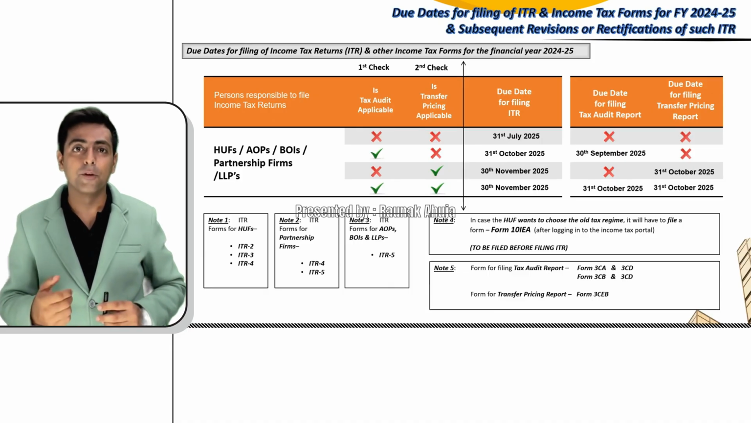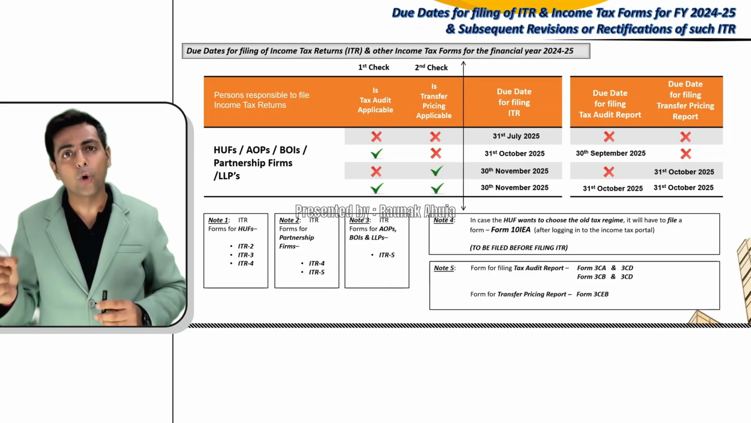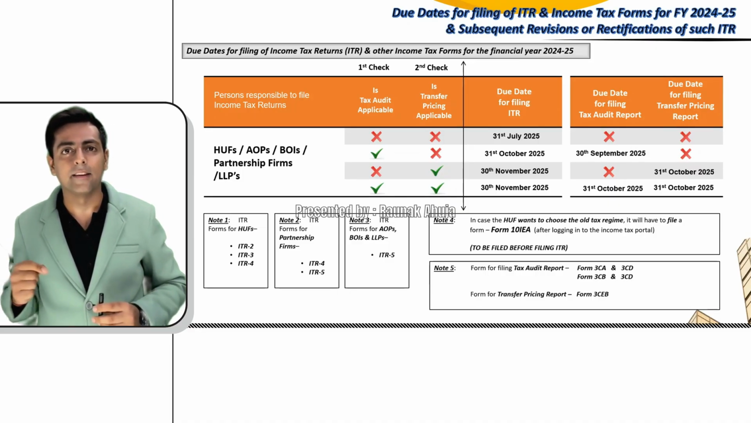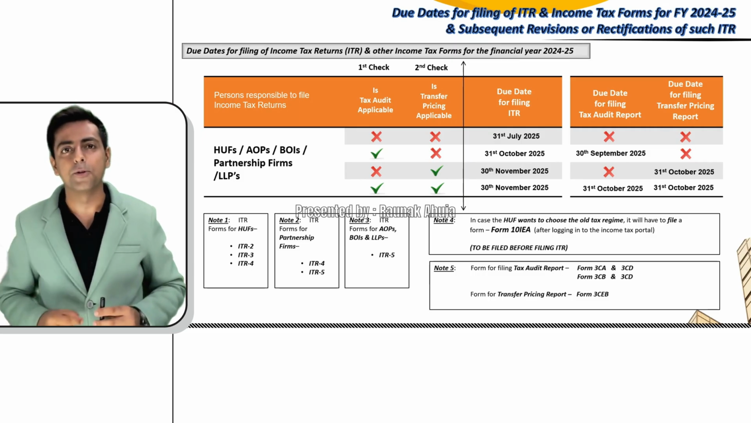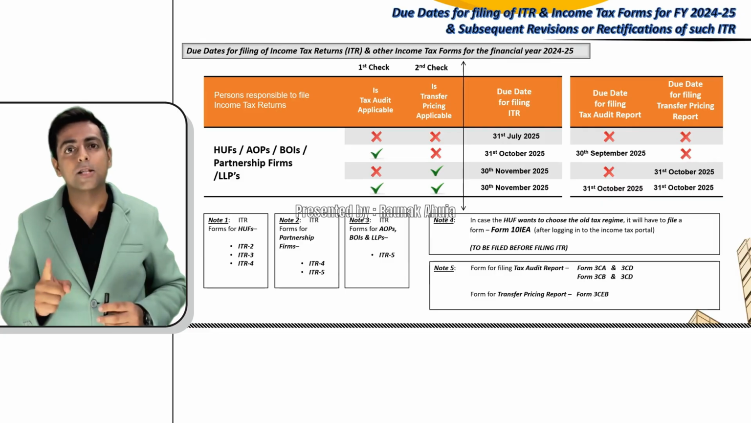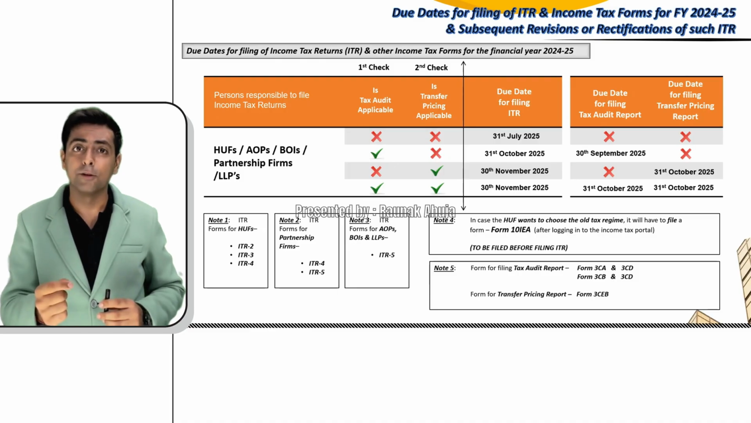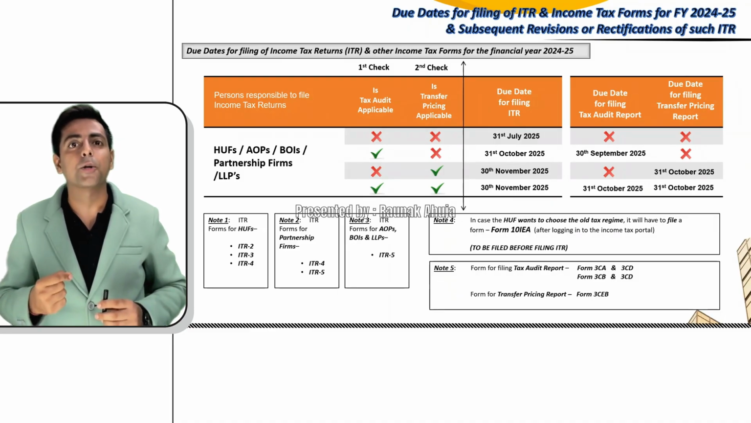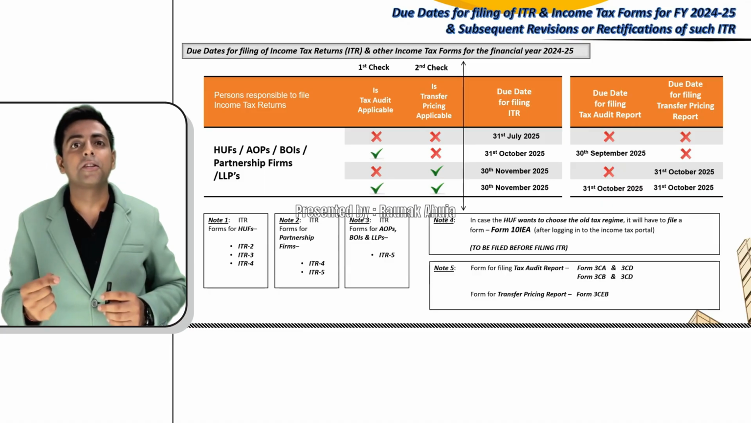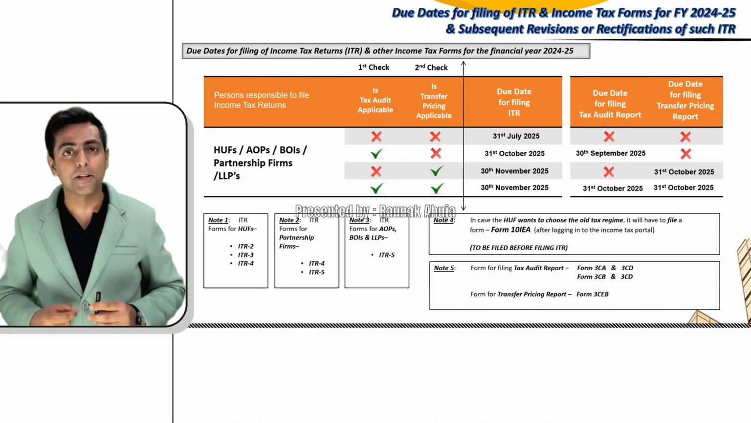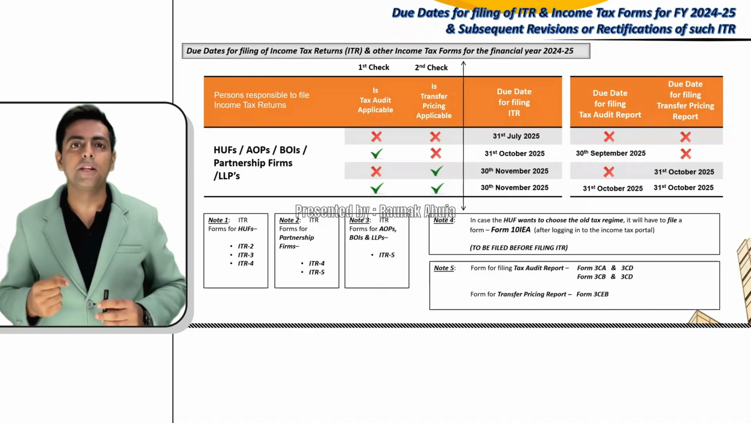Moving on, where in case the HUF wants to opt for the old tax regime, it will have to file Form 10IEA, just as in case of individuals. Here again, this has to be filed before the filing of ITR. Furthermore, where in case tax audit is required to be done, Forms 3CA, 3CD will be filed or Form 3CB, 3CD will be filed. In case of transfer pricing reports, Form 3CEB is to be filed.